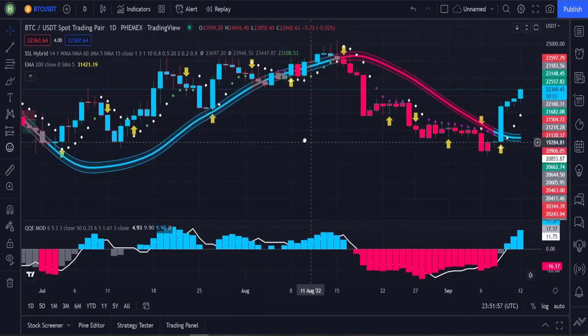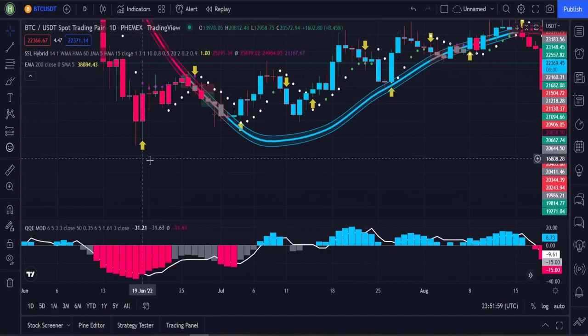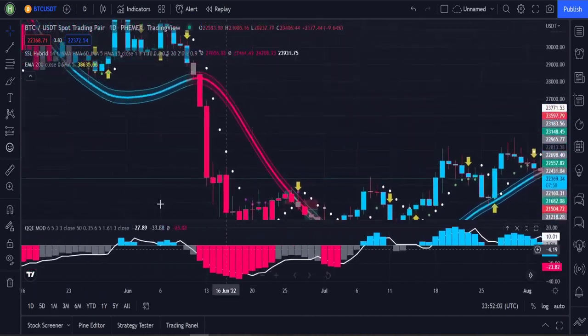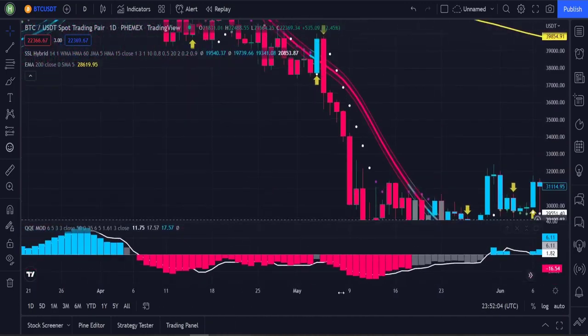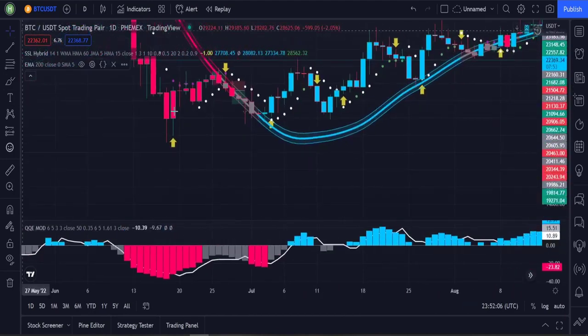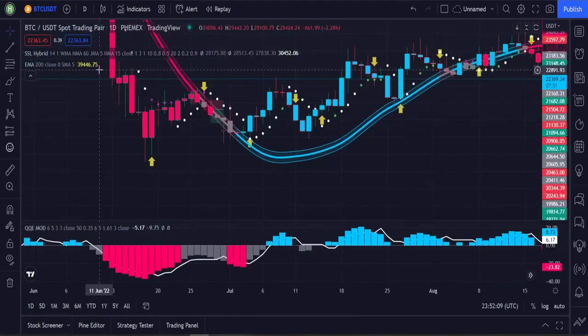So this is what your chart is going to look like once we are done with setting up our indicators. I found this combination to be super effective and profitable for me, so let's see what you guys think about it. Let's cross these out and I'll teach you guys how to set up these indicators from the start.